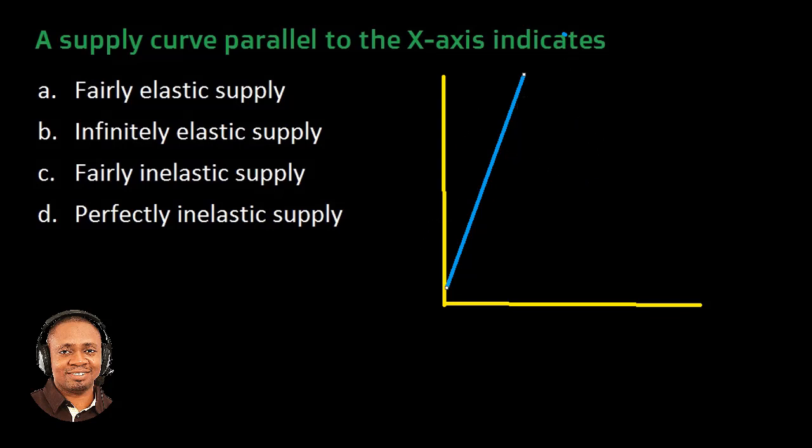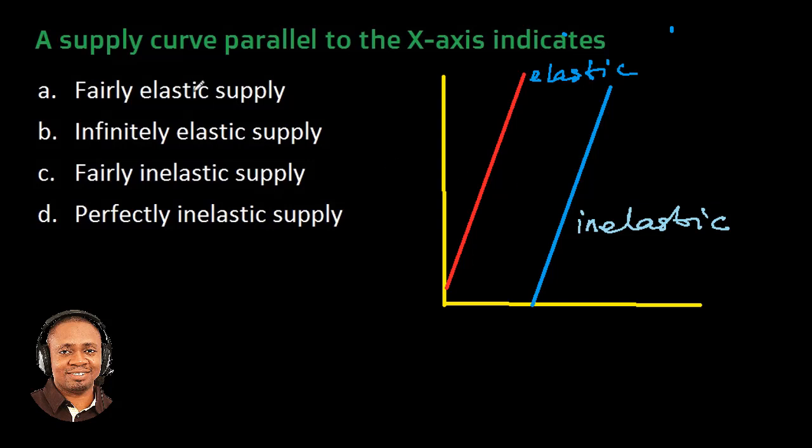Then the second point is that a straight line supply curve that intersects the horizontal axis, this is the horizontal axis, is going to be what? Inelastic. Good, you're correct. Fine, so let me write this out. This is going to be elastic and this is going to be inelastic. Alright, so let us go to the question.